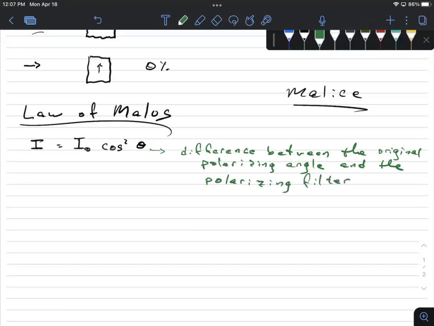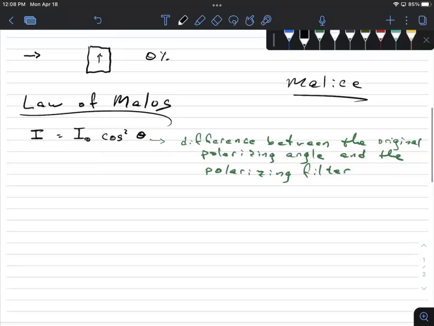Okay, so for instance, light's polarized up. So let's say it's at 90 degrees. And we're going to try to get through a polarizer that's polarized at 45 degrees. And I want to know how much light gets through. So we say, okay, the light was originally at 90. We're trying to get through 45. So 90 minus 45, that's the angle we use for this. Okay? And that's it. Very easy.